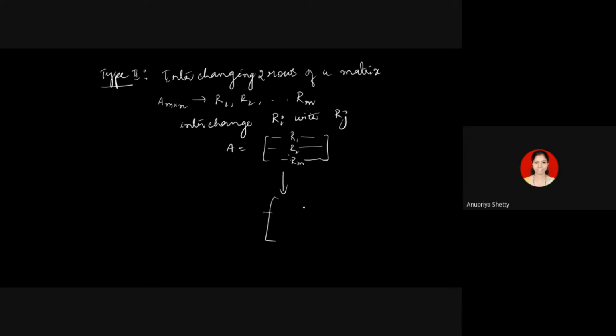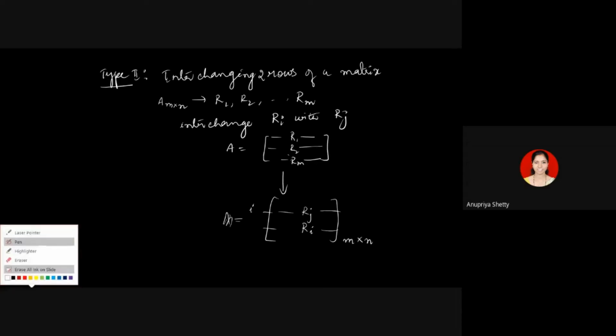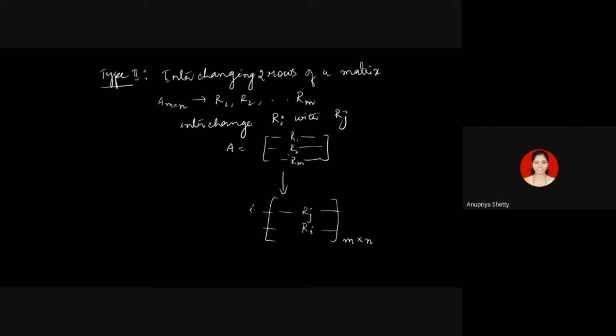In the ith row, you can see Rj. The entries of the jth row will appear in the ith row position, and all the entries of the ith row will appear in the jth row position. The order will not change. If A was m by n, the resulting matrix is also m by n, but I cannot call this A now, remember. The matrix has been changed, so I cannot call it the same matrix. Unless the ith and the jth rows are equal, after interchanging two rows, I may not get back the same matrix. Okay, so this is type 2.